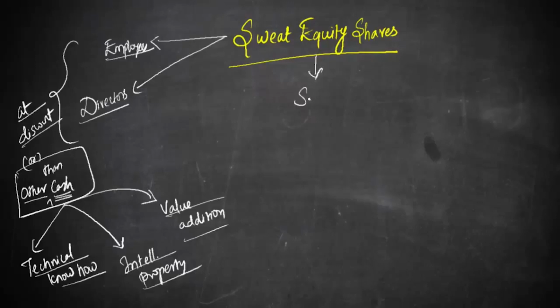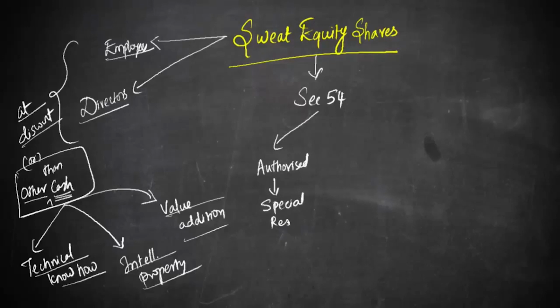Section 54 of Companies Act 2013 lays out the conditions which have to be complied with. So only if you comply with those conditions can you go for the issue of sweat equity shares. So what are those conditions? Number one, it says this issue of sweat equity shares should be authorized by a special resolution.